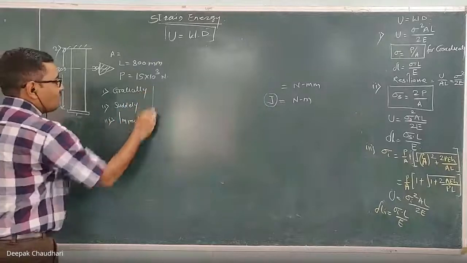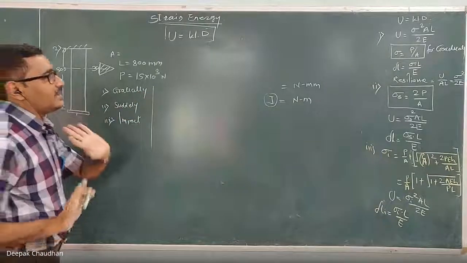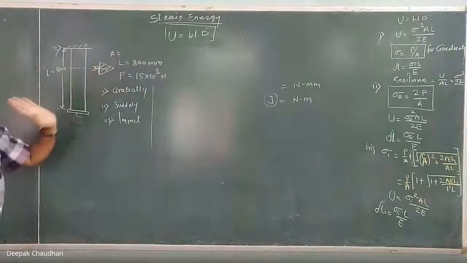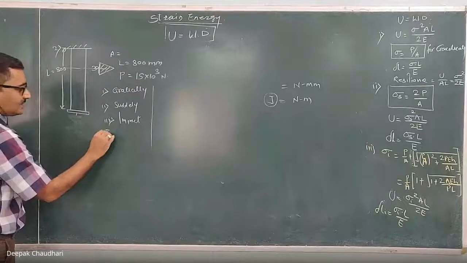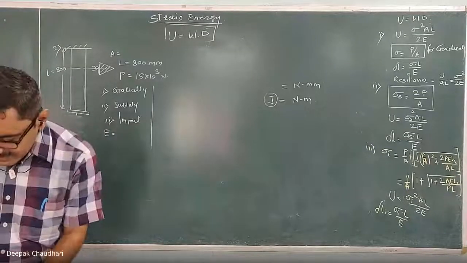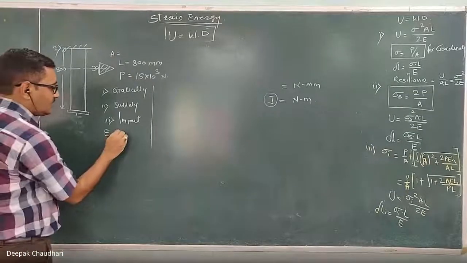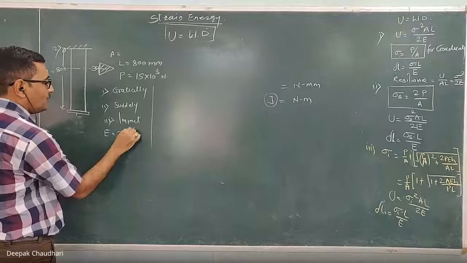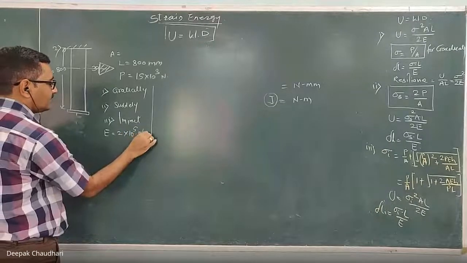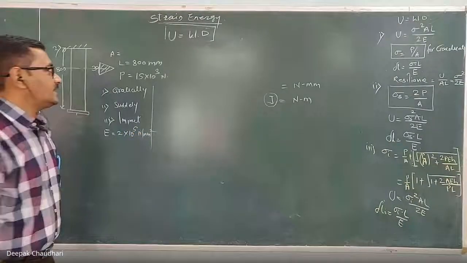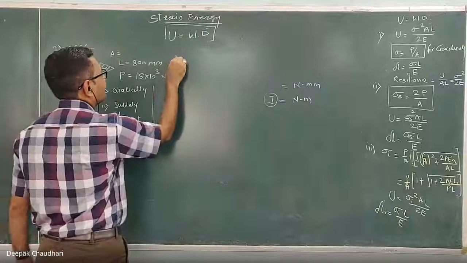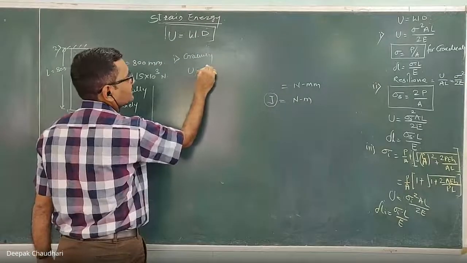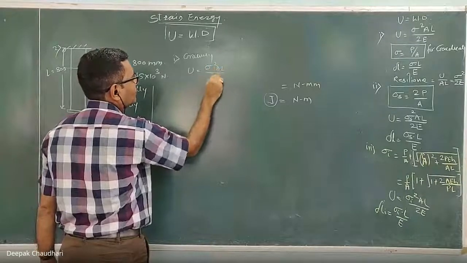For finding the strain energy stored due to the gradually applied load, everything is given: area is given, L is given, force P applied is given. The modulus of elasticity is also given for the material. Let's take E equal to 200 into 10 raised to 3 MPa, that is 2 into 10 raised to 5 MPa, Newton per millimeter square. E value is given. One by one, for the gradually applied load, the strain energy is equal to sigma square AL upon 2E.